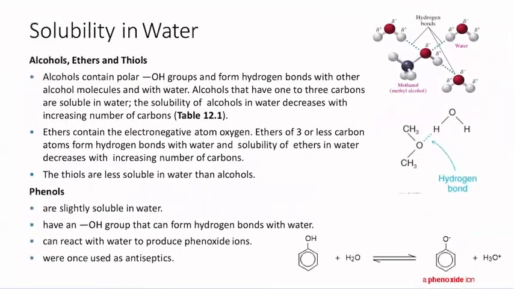Now, you can see in the textbook there's a table 12.1. It gives you the solubility for alcohols specifically. But just know that rule of thumb: three or fewer carbons, soluble in water; four, slightly soluble; five or more, insoluble in water, okay?